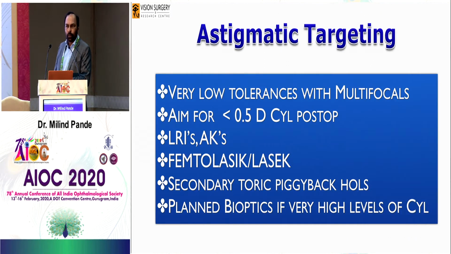Astigmatism is even more of a problem because the tolerance for astigmatism with multifocal or presbyopia lenses is even more critical, and it's much less. So we have to aim for getting patients to under half a diopter of cylinder post-op, and there are various ways we could do this, either by astigmatic keratotomies, LRIs afterwards, or secondary toric piggyback lenses. And in very high levels of cylinder, I think it's important to talk to patients and say it'll be a two-stage bioptics procedure.